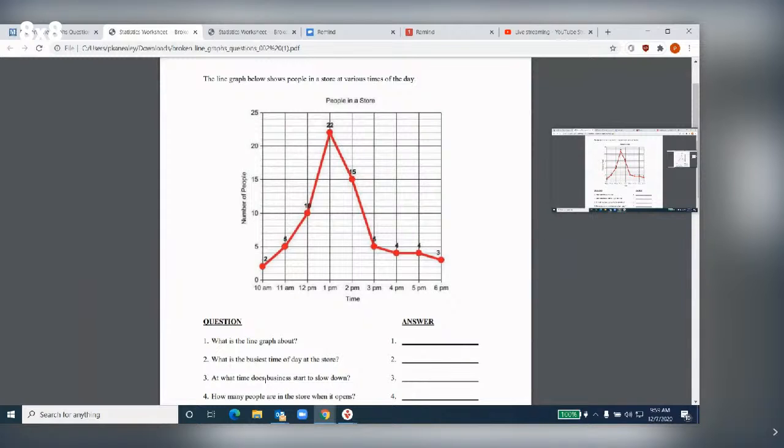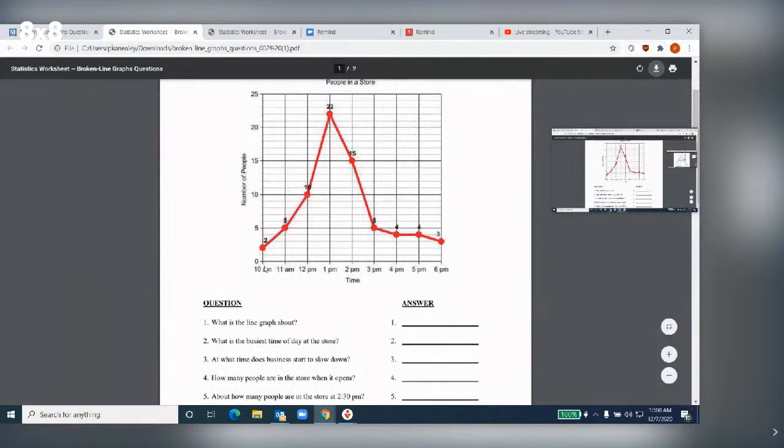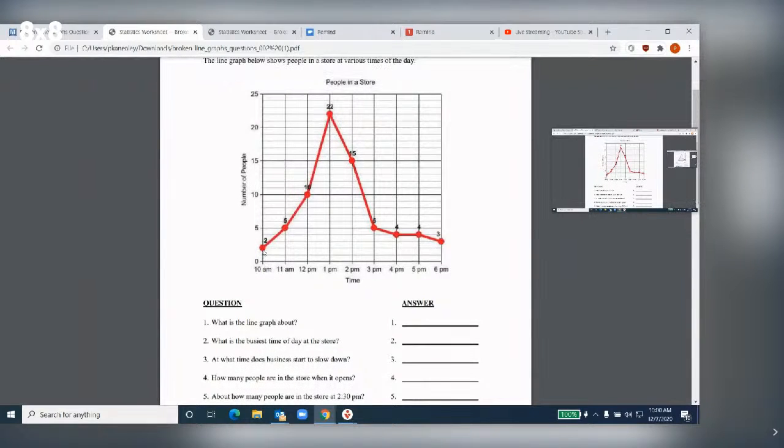Number 3, at what time does business start to slow down? You're going to look at probably right down here, because we go from 15 to 5 people and 4, 4, 3. So probably right around 3 p.m., business starts to slow down. Then 4 says how many people in the store when it opens. Well, if it opens at 10 o'clock, we're assuming that's when this graph starts. 2 people would be in the store at 10 o'clock.